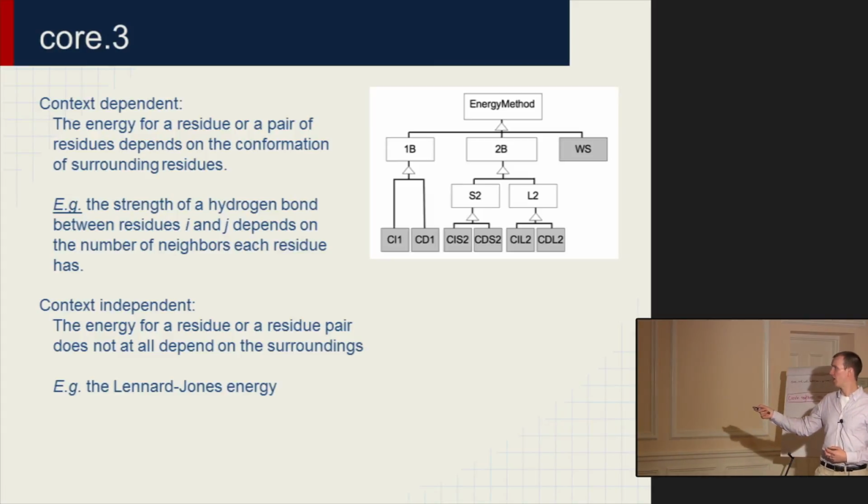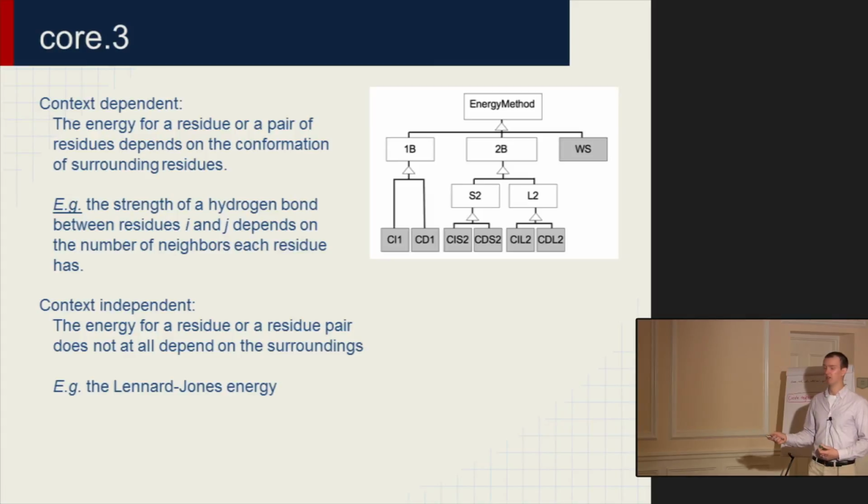And then splitting off between, say, the one-body energy methods, you have the context-independent one-body energies and the context-dependent one-body energies. Let me just say, context-dependent means for a particular residue or for a particular pair of residues, in order to evaluate their interaction energy, you sort of have to take into account what's going on at all the surrounding positions. So in many ways, context-dependent pair energies are not at all pairwise energies because they depend on a large pose. They're almost like whole structure energies.